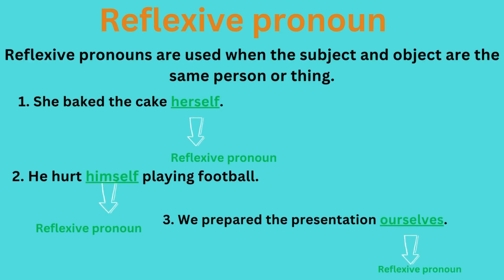Reflexive pronouns are used when the subject and object are the same person or thing. Check out these examples. She baked the cake herself. He hurt himself playing football. We prepared the presentation ourselves.